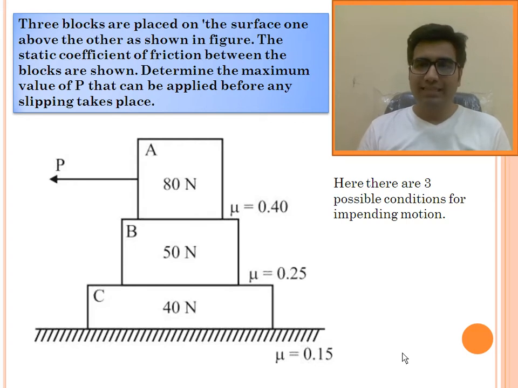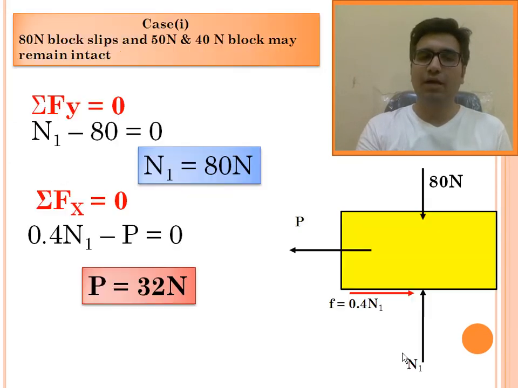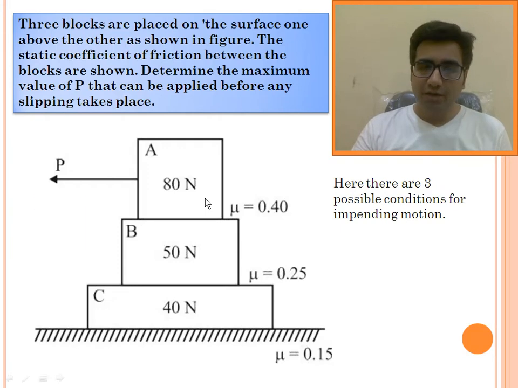So let's do the static analysis on these blocks, and let's see what is the maximum amount of force which can be applied before any slipping takes place. Let's do the analysis considering that only the upper block moves. So considering that only the upper block of 80 Newton moves and the lower blocks of 50 and 40 Newton remain as they are, we know that the coefficient of friction between block A and block B is 0.4.